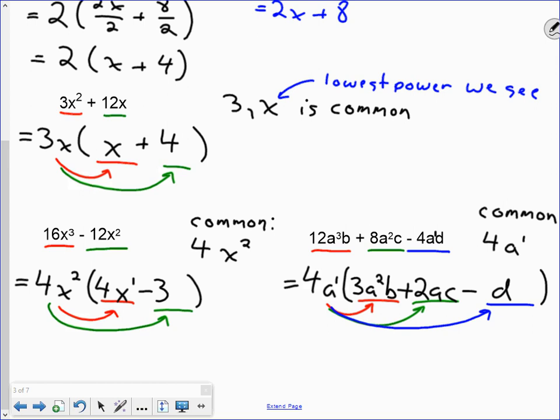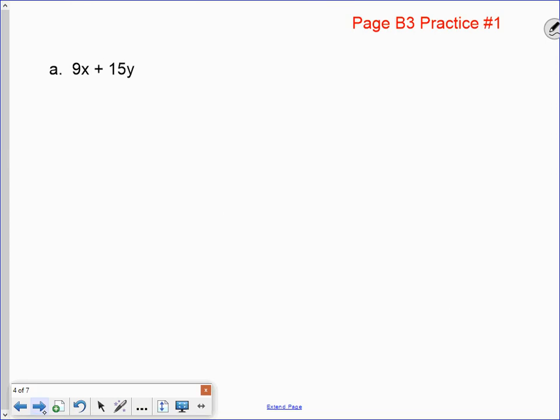Okay? So at this point, if you're following along in the learning guide, you could go ahead to page B3 and try the questions that are in practice number 1. And these are all just common factoring questions. I think this is 1A here. We just look at what is common to these two terms.